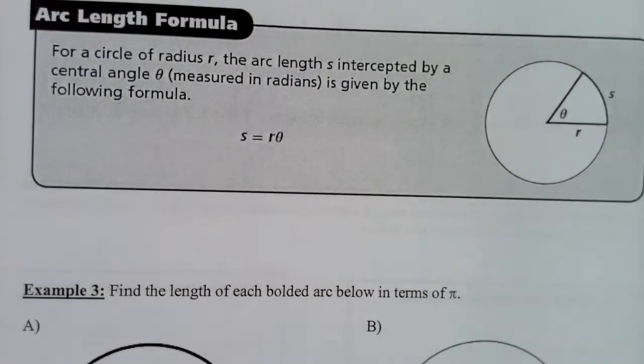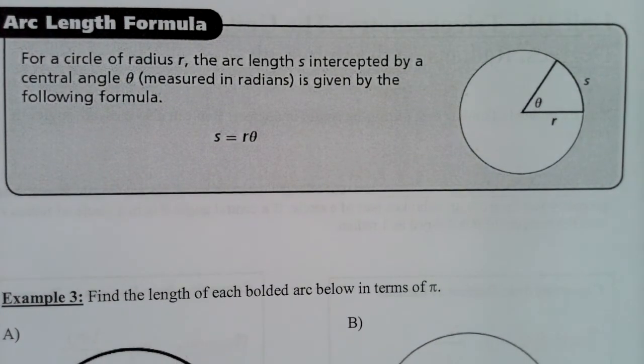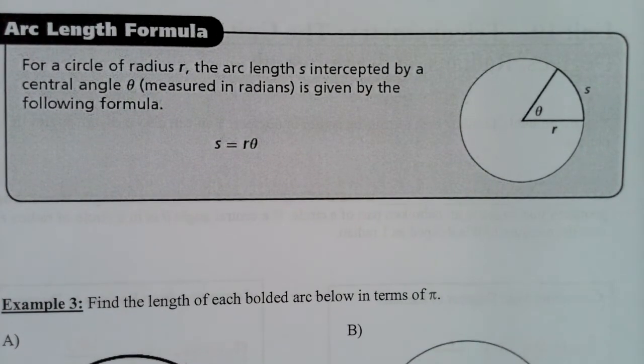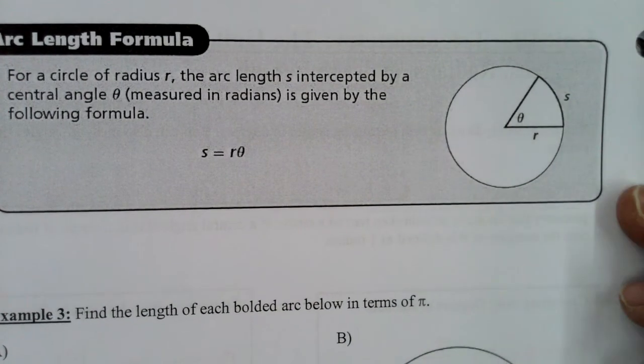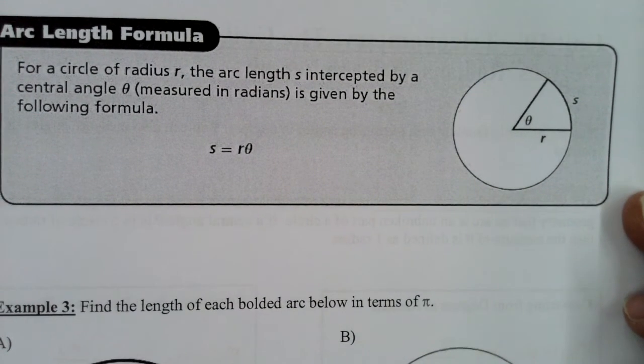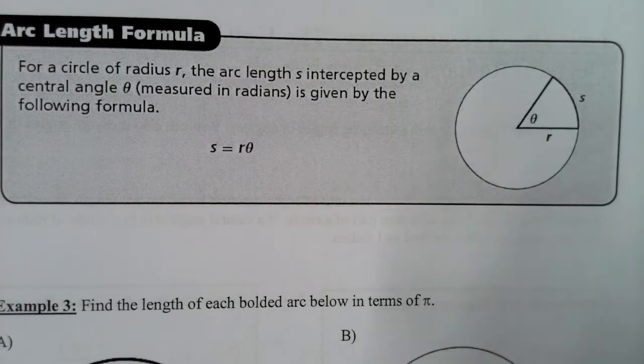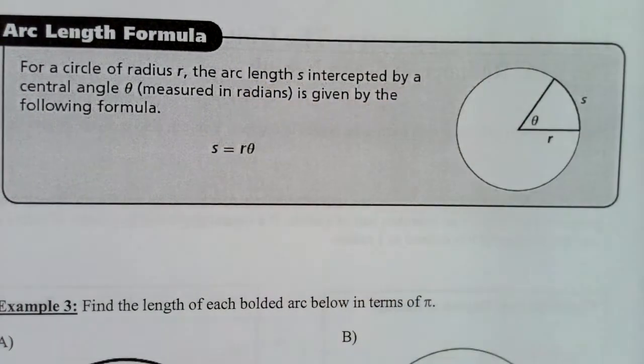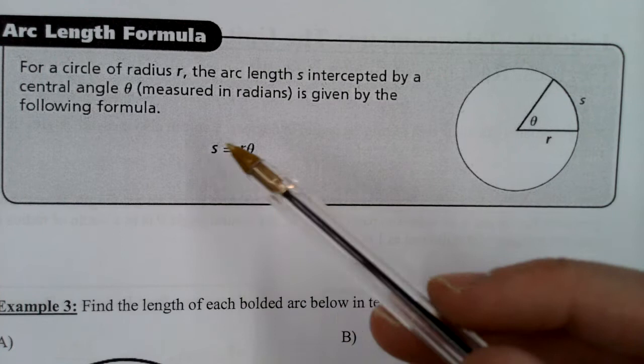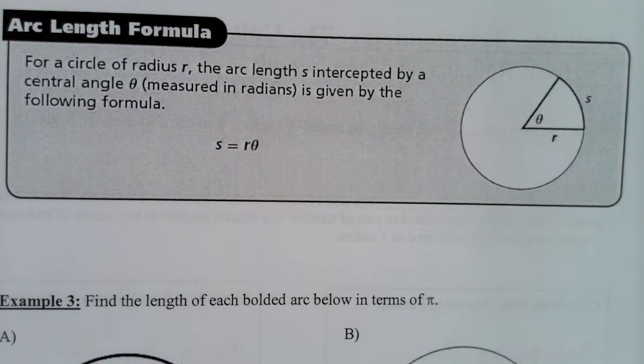The next page talks about arc length, okay? So for a circle of radius r, the arc length, which is denoted with the letter S, okay? I'm not sure why the letter S is used for that, but S is what's used. The arc length S intercepted by a central angle theta measured in radians, okay, that's key, measured in radians, is given by the following formula. The arc length S equals the radius times theta, the central angle theta.